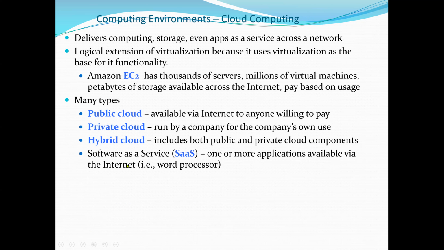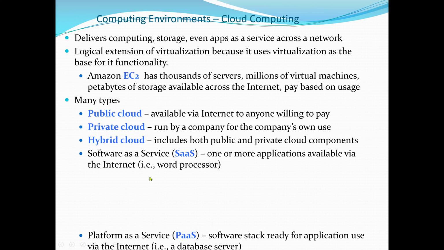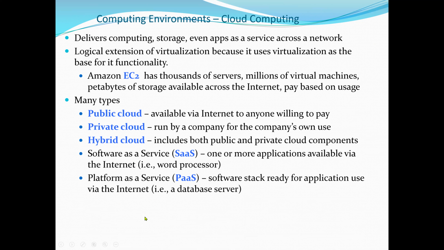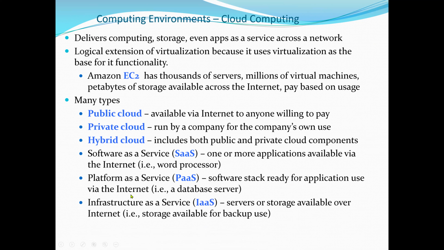Also, we have software as a service. This is one or more applications available through the internet. We pay for the services. Then platform as a service, a software stack ready for application use through the internet. An example would be a database server. Then we have infrastructure as a service, servers or storage available over the internet.